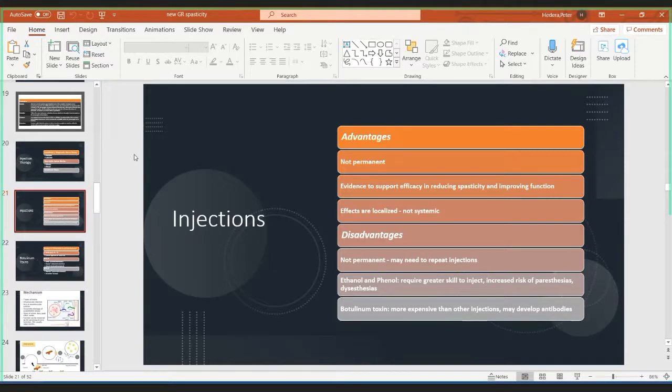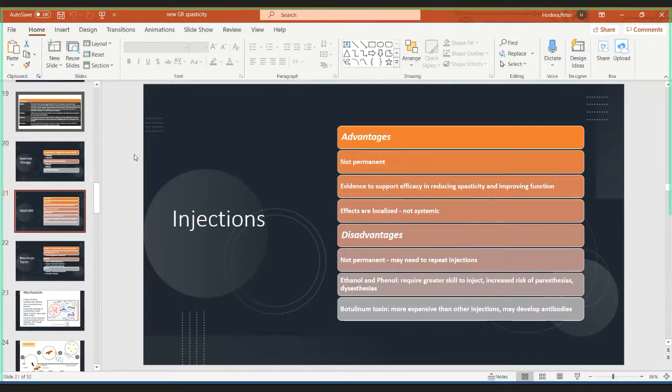The advantages of injections are that they are not permanent. Toxins always wear off. I call it forgiving. Let's say you don't have the desired effects, or you may have slightly overtreated patients. It always comes back. You don't cut anything, you don't sever anything. And of course, the effects are localized, they are not systemic.